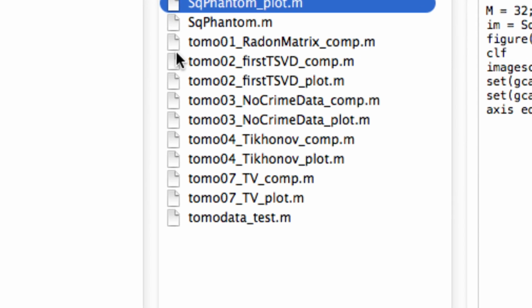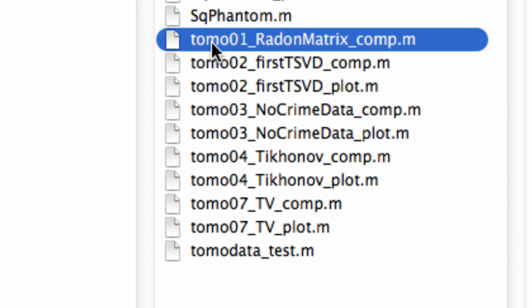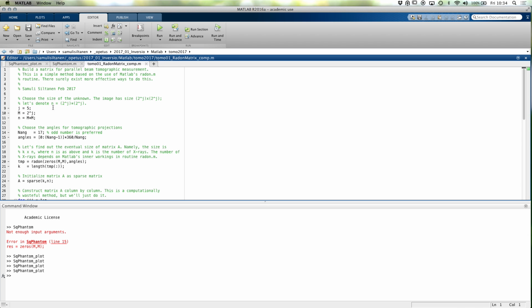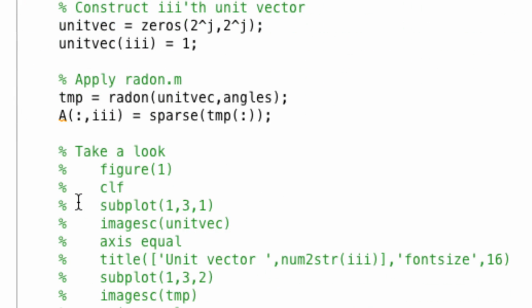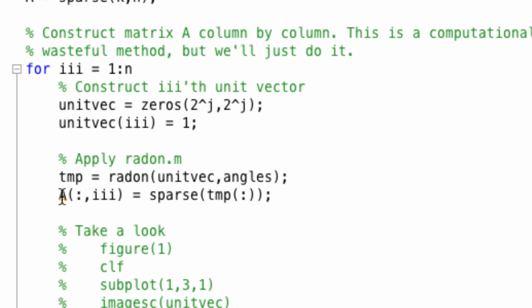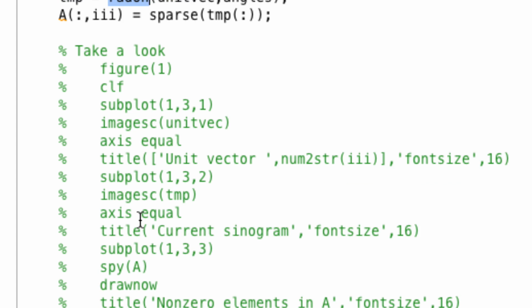Okay, so next step, we did this Radon matrix computation, and let's recall how that worked. The idea was to first choose the size of our unknown. So j is just the power of 2 we are dealing with, the pixelization size, and then we choose how many angles we take spanning the full 360 circle. For each choice of j and number of angles, we need to compute the matrix separately in this approach.